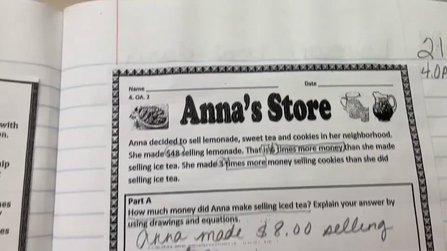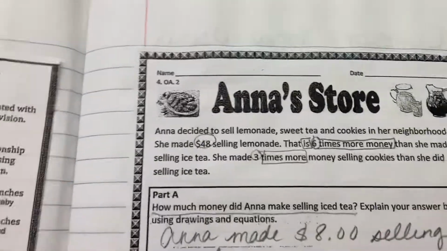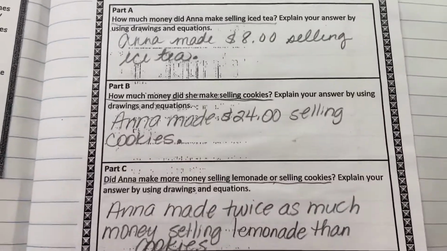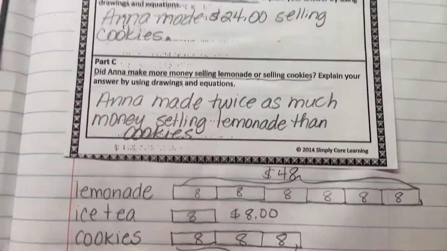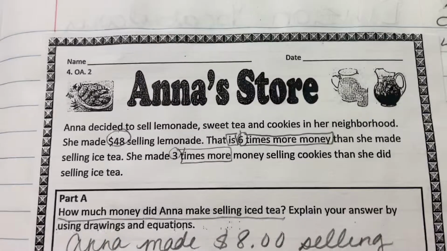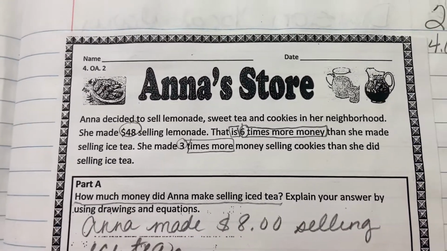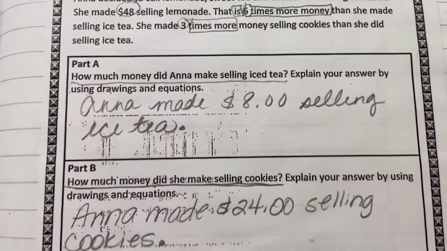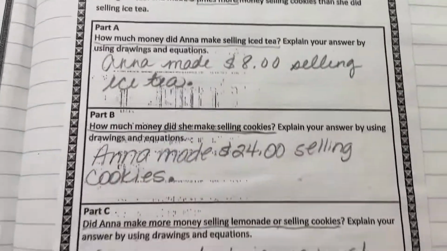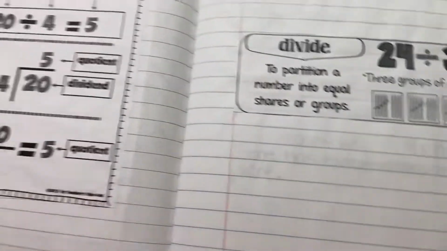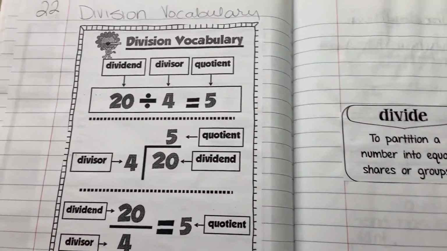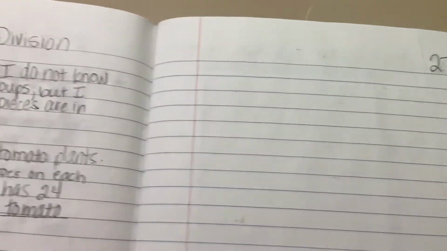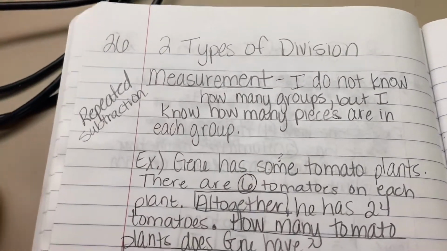So here's another one. This is a word problem that has a part A and part B and part C. So this is a good example of when we say critical thinking and problem solving. Can you write a problem for them that is going to give them information, have them solve something, and then use that information to solve another one? So you can write your own. There's a note page, vocabulary. We talked about types of division.